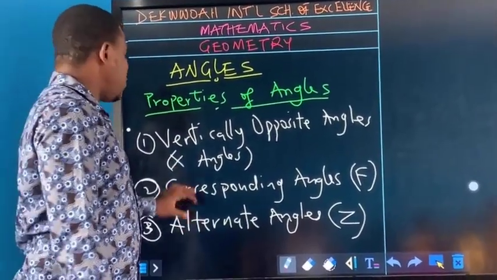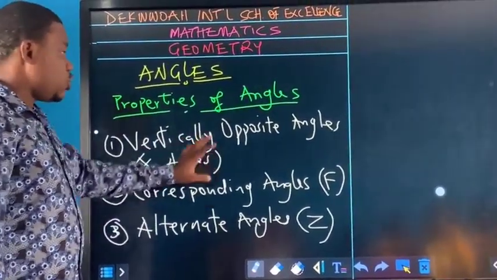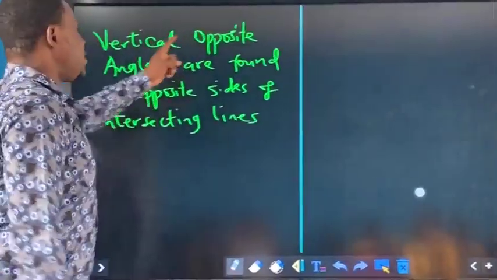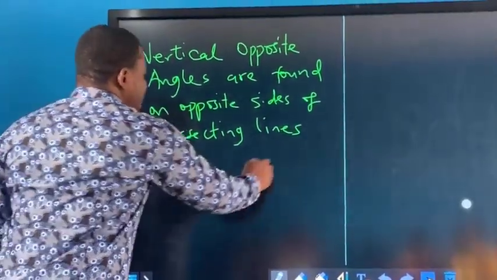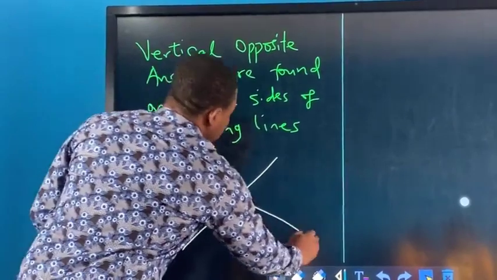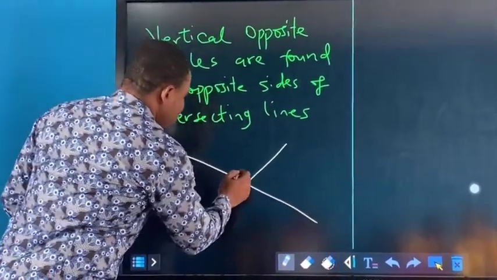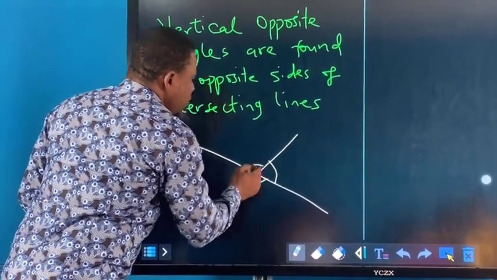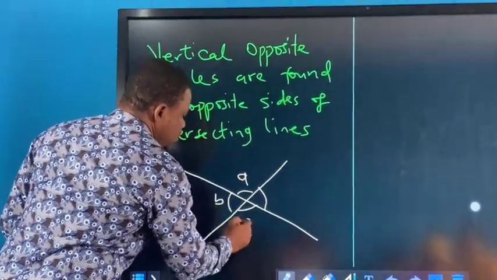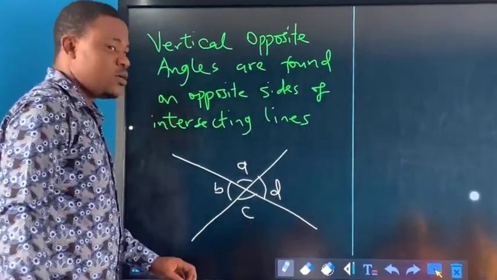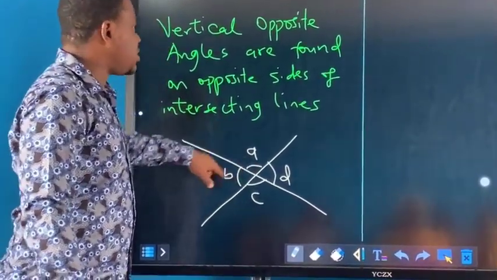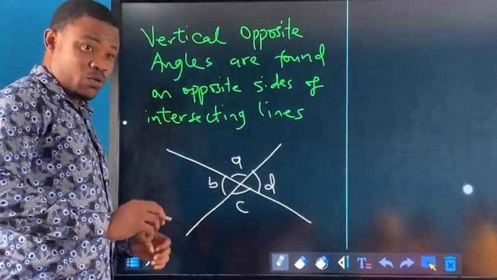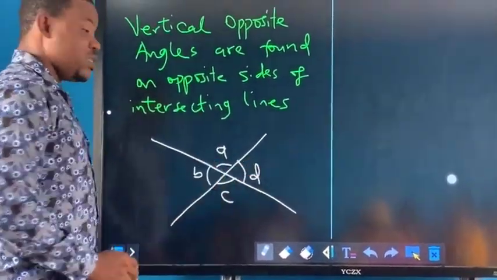Is that right? So the first I'm going to talk about is vertically opposite angles. Just pay attention and see what I'm showing you. So what are vertically opposite angles? Anytime we have 2 lines that intersect each other, there's an angle here, here, here and here. If I call this angle A, this B, C, and D. Are you with me? The angles on the opposite sides are called vertically opposite angles. And vertically opposite angles are always equal.